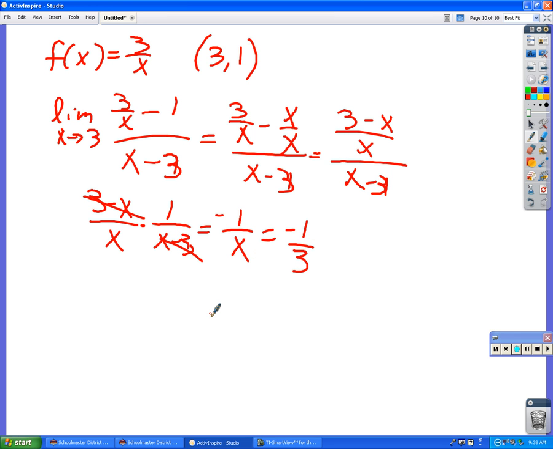Which is what I got the last time, right? So it's just two different ways that you can do it. Sometimes it's easier to do it using one formula, and sometimes it's easier doing the other one, okay?